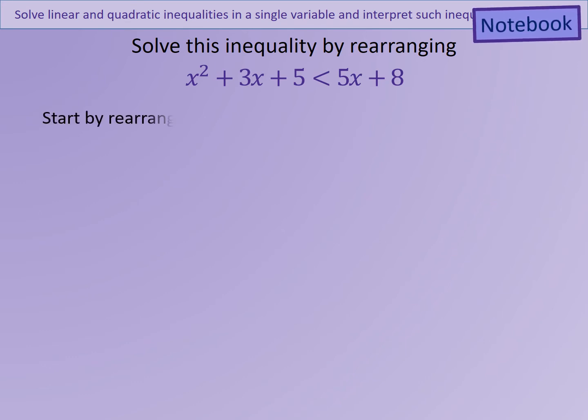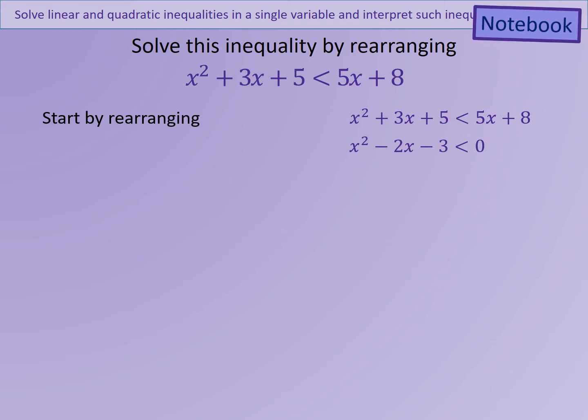So I'm going to rearrange this inequality by making everything over to one side with 0 on the right, and I'm keeping my x squareds positive. So I've brought the 5x over to the left-hand side, I've brought the 8 over to the left-hand side, and that ends up with an inequality x squared minus 2x minus 3 is less than 0. Now that's no different to the inequality at the top of the page, but it's just a little bit more user-friendly.